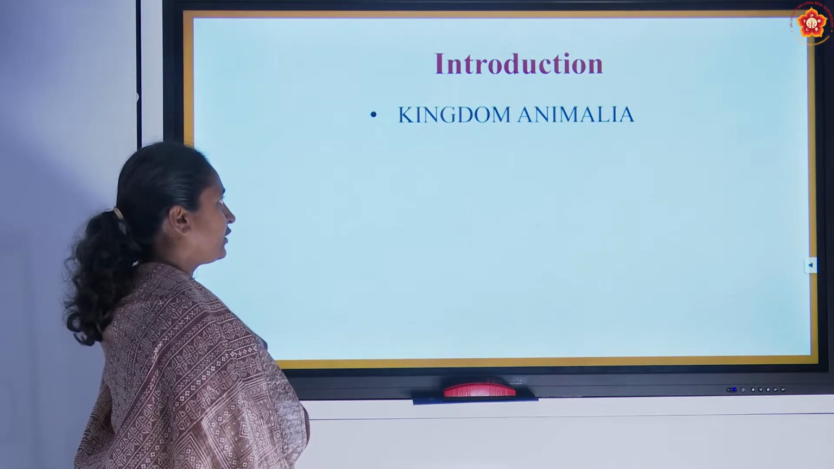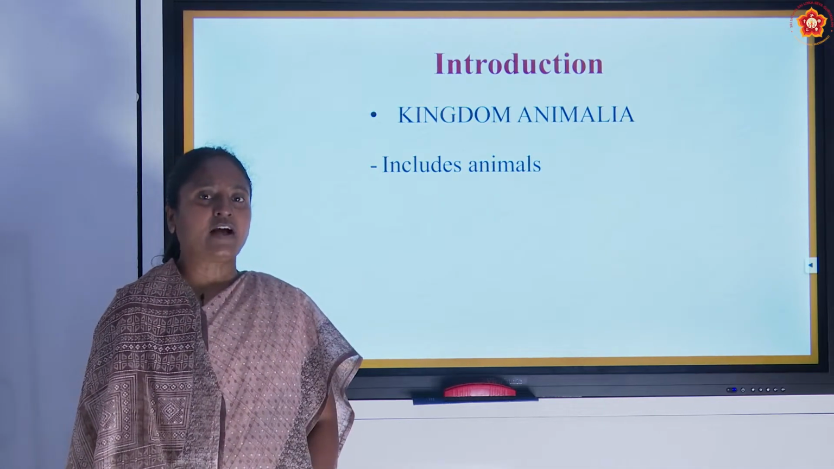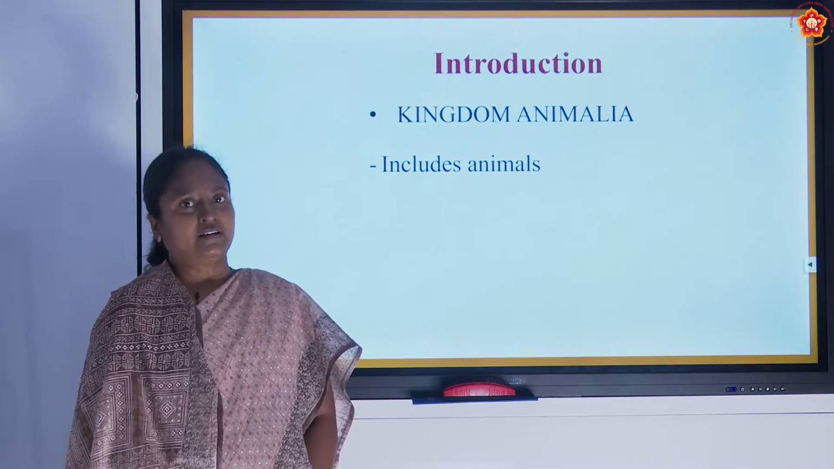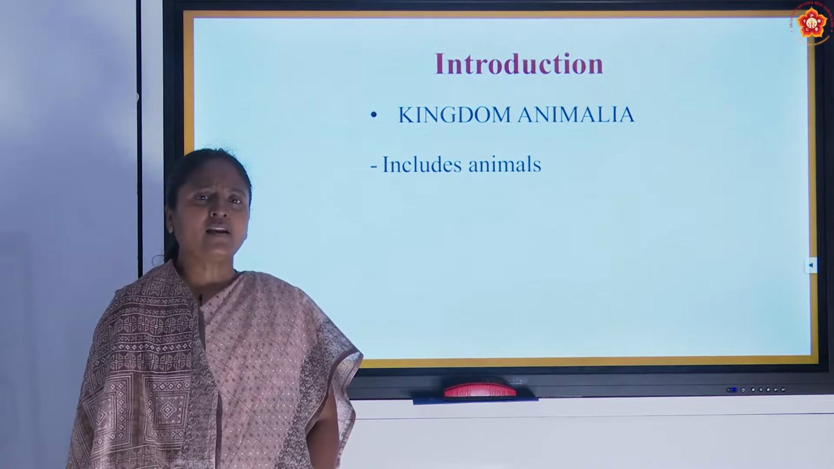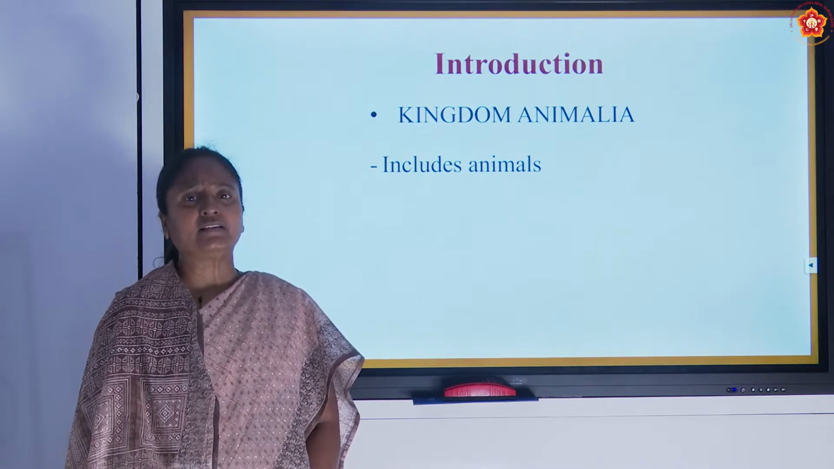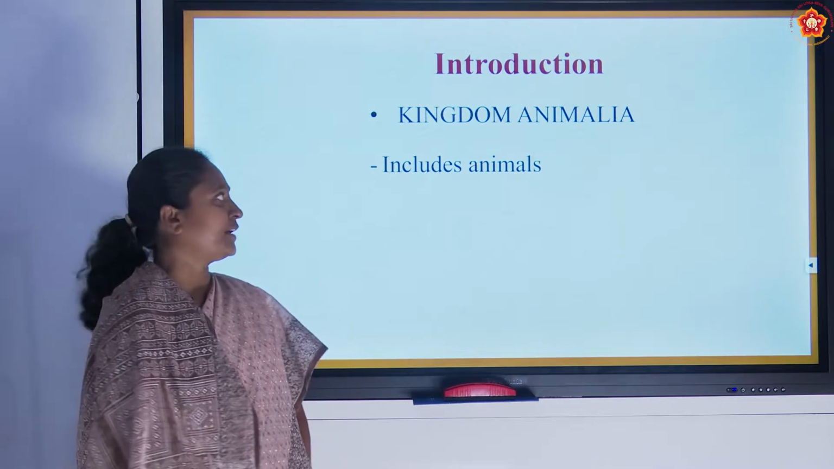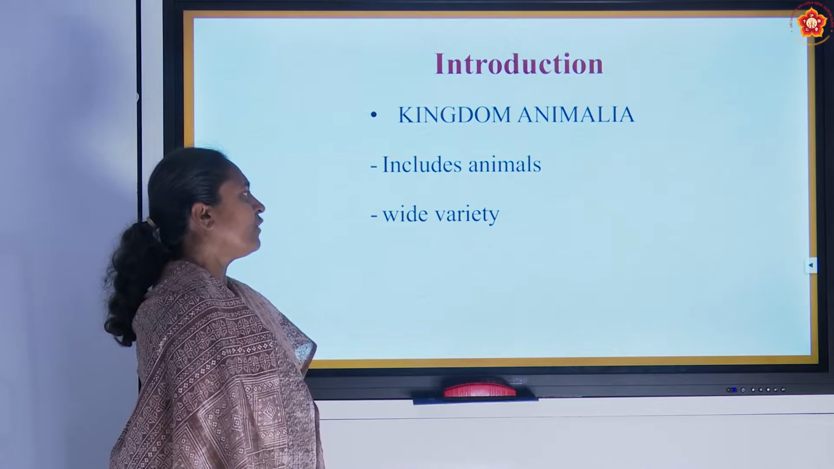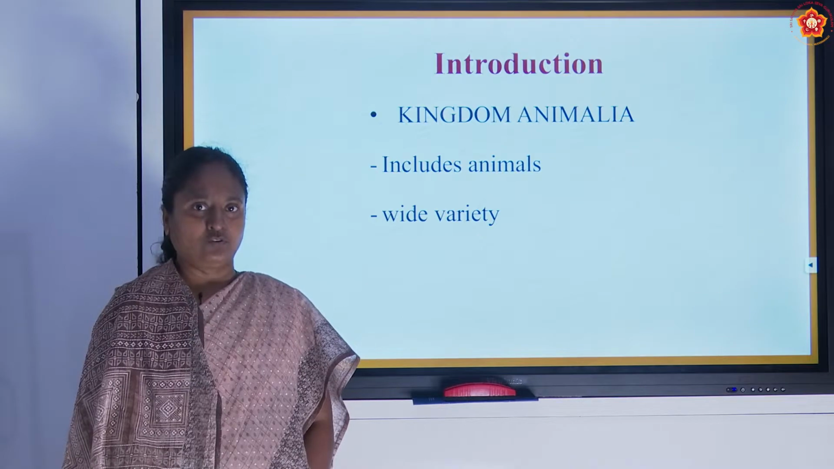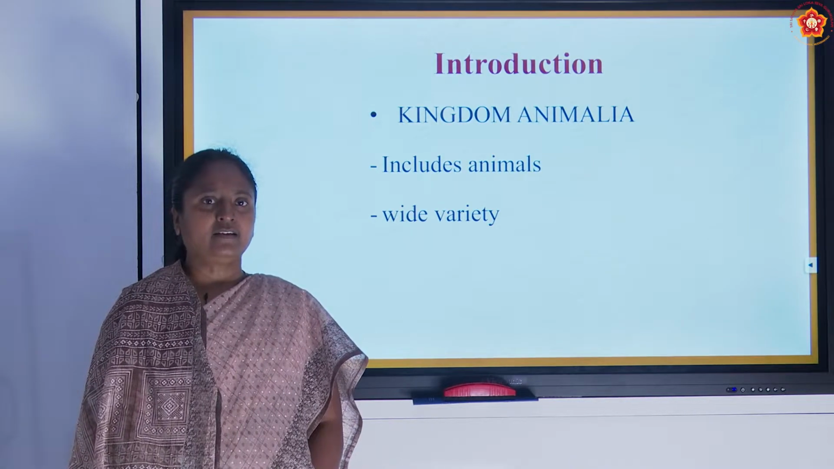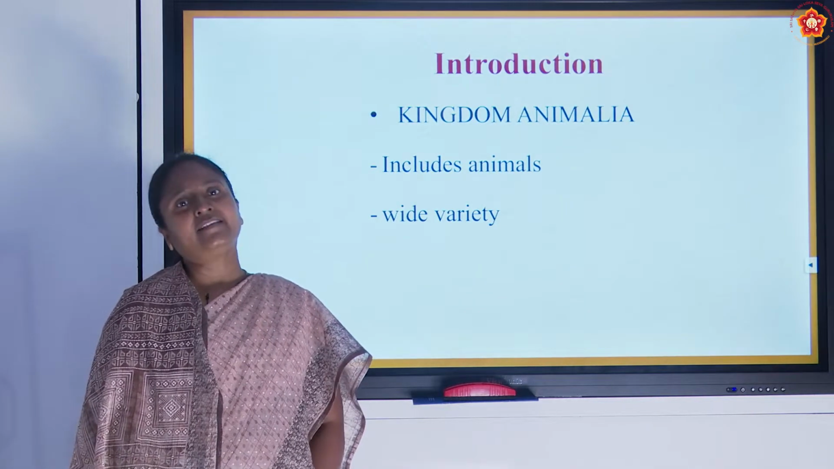Now we are coming to the introduction part. Kingdom Animalia includes all the different kinds of animals which are present in the world. It will include birds, insects and small animals which we cannot even imagine belong to the animal kingdom, and including human, all the organisms are present. And it has a wide variety of organisms. You can see the difference between a squirrel and a lion. You can compare it with that of the insect, right? So many different varieties are present.